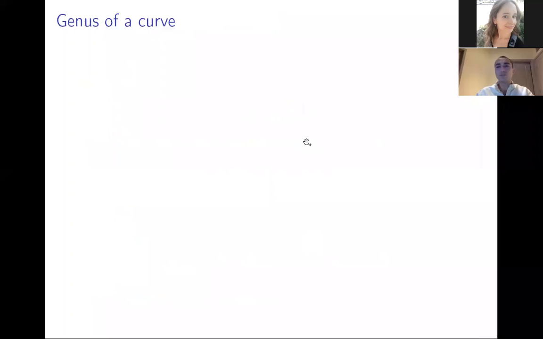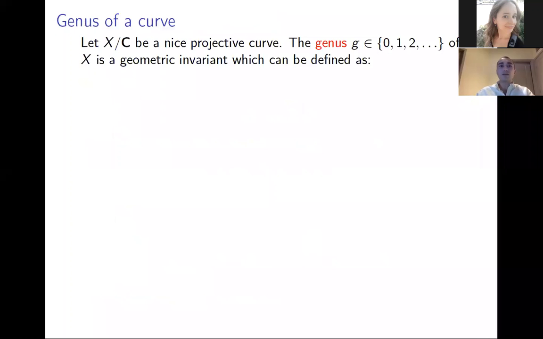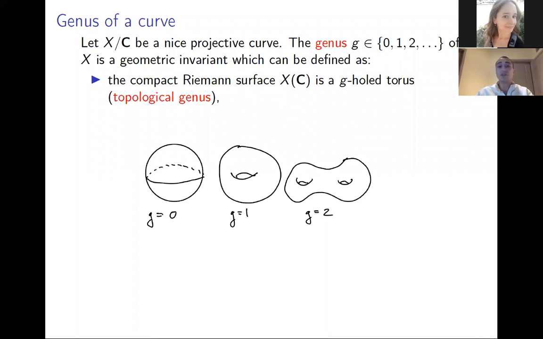I'm going to give you 3 equivalent definitions here. Let X over the complex numbers be a nice projective curve. Nice is actually a technical term from Bjorn Poonen, and it means, for those who know the definitions, a smooth, projective, geometrically integral curve. For now, let's just think about a projective curve, so it lives in projective space. The genus is an integer from 0 up to some number, and it can be defined in the following 3 equivalent ways. The first one is the topological genus.